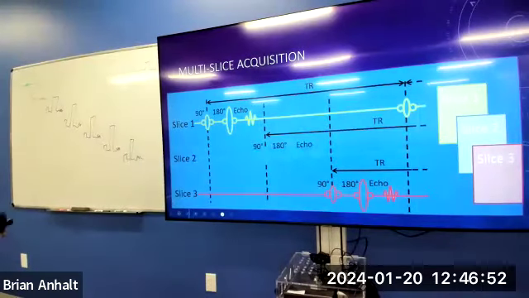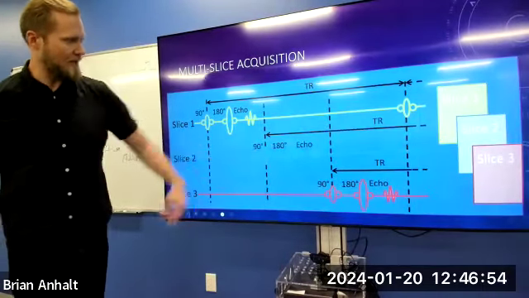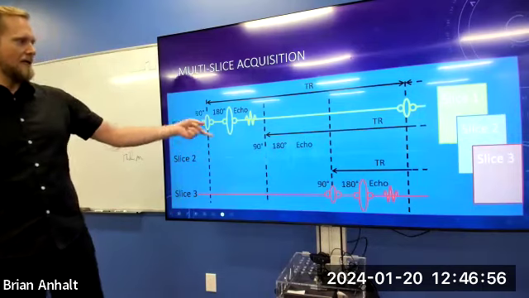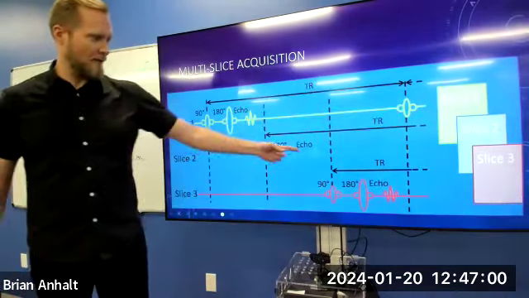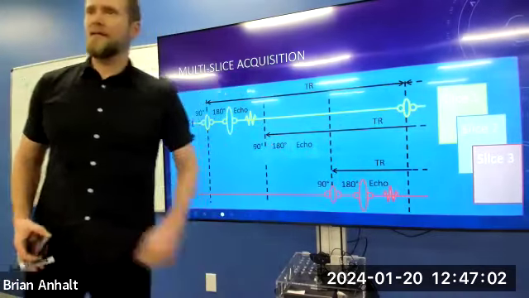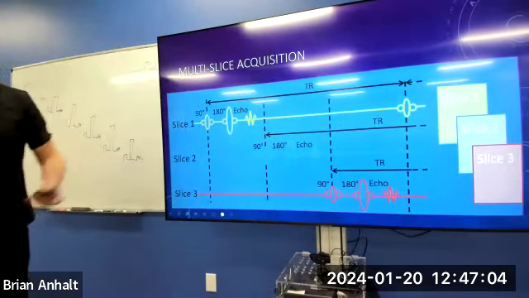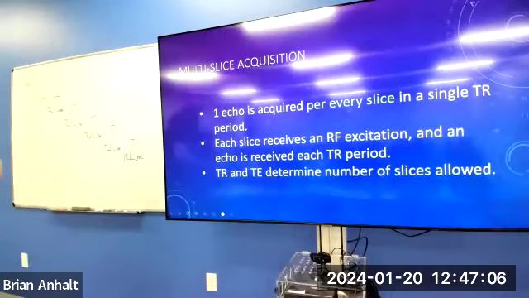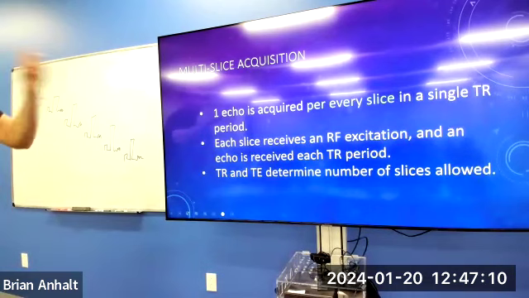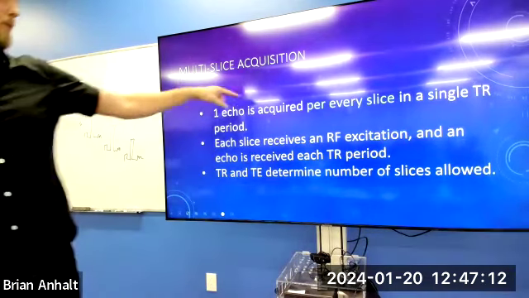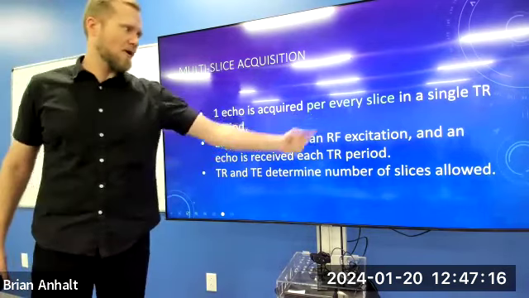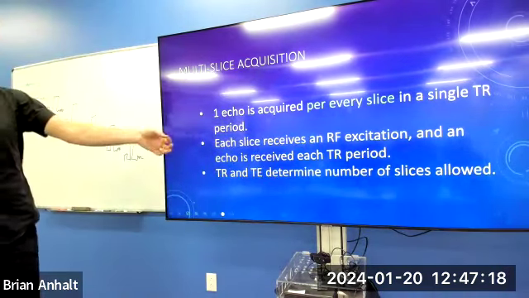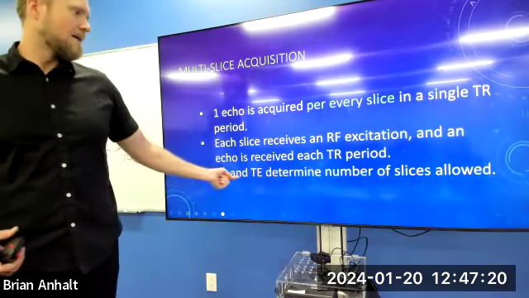So here we go. Better picture. Can't see this color right here, but this is showing you here's my 90, 180 echo. This is the TR. You can see I can start my next slice here and my next slice here. In that case, we only had time for 3 slices. But one echo, multi-slice acquisition, 1 echo is acquired per every slice in a single TR period. Each slice receives RF excitation and an echo is received each TR period.